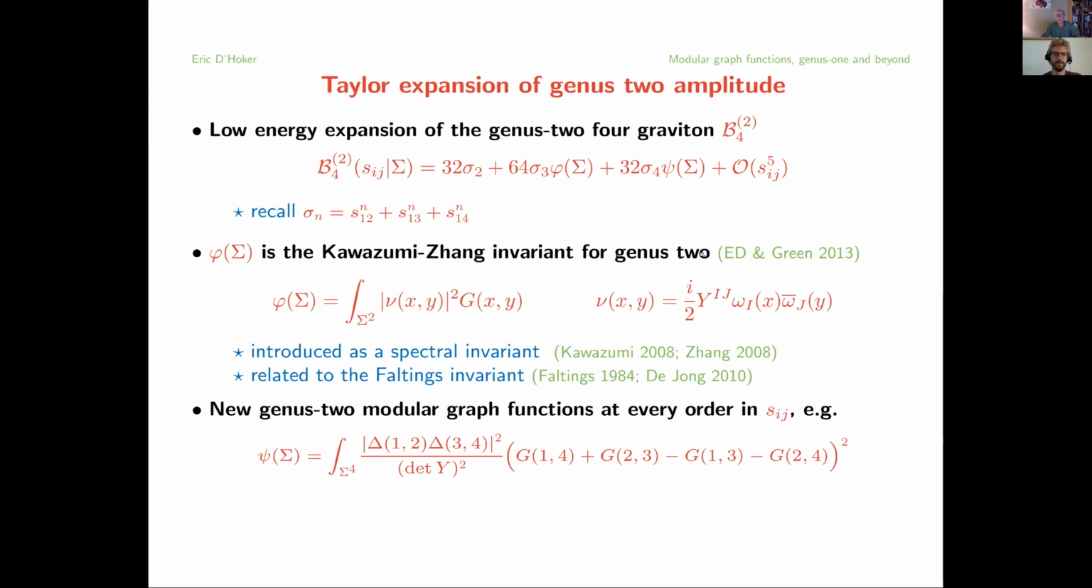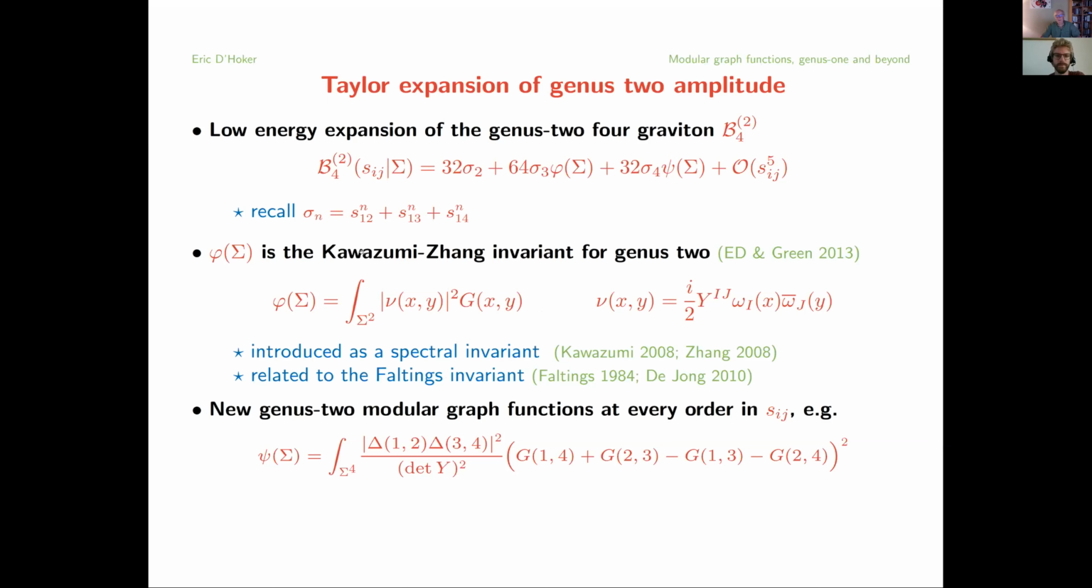invariant for genus 2. How can you write it in maybe the simplest way? Well, you introduce this mixed one form, which is the product of the holomorphic form in X and the anti-holomorphic form in Y, contracted with this matrix Y to make it modular invariant. And then the square of that, you integrate against the Green's function. This is not the way Kawazumi and Zhang originally introduced it. They introduced it as a spectral invariant of the scalar Laplace operator on the surface, but it's equivalent to it.